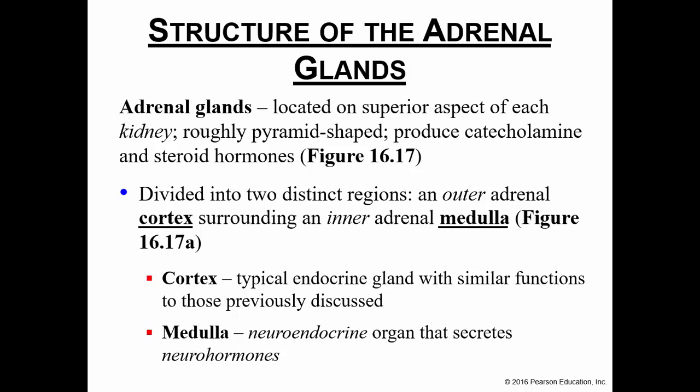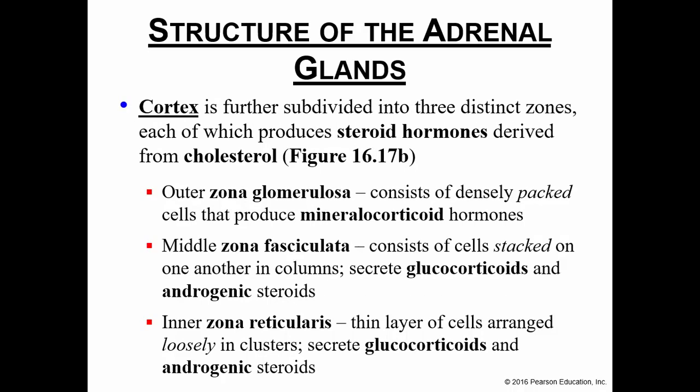Now, the adrenal glands are found right on top of the kidneys. They look like little hats sitting on top of each kidney. They're pyramid shaped, and they make catecholamine and steroid hormones. There are 2 regions of the adrenal gland. There's the adrenal cortex, which is the outside. It's the endocrine gland part. And then there's the medulla inside. The medulla is a neuroendocrine organ, and it secretes neurotransmitters or neurohormones instead of hormones like the cortex does.